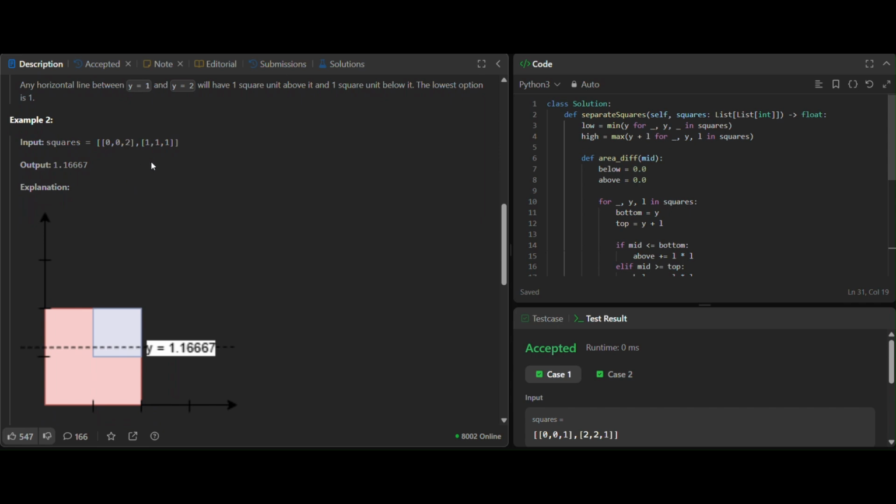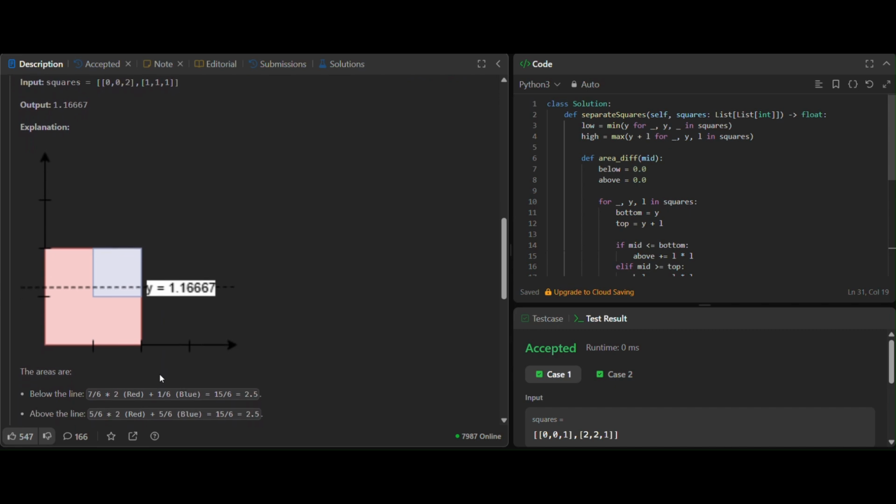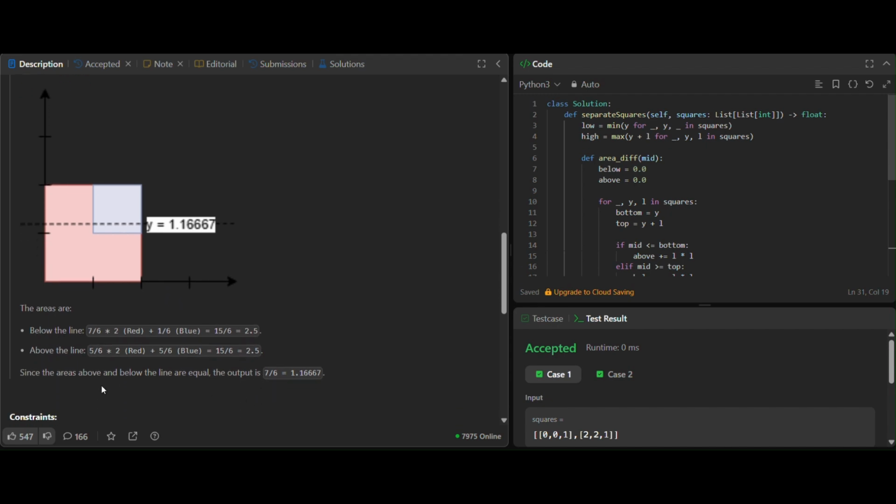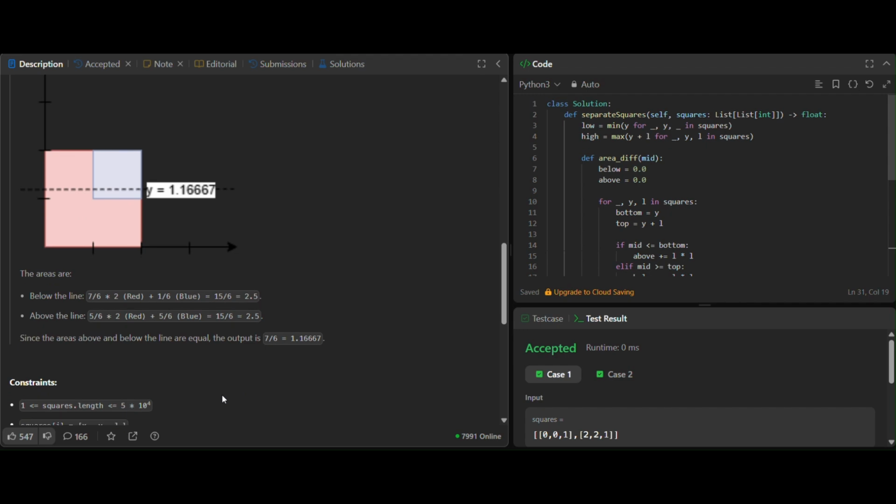Example 2. The input consists of 2 squares, [0, 0] with side length 2, and [1, 1] with side length 1. Here squares partially cross the line. At y equals 7/6, which is approximately 1.16667, each square is split by the line. Part of each square lies above the line, and part lies below it. When we sum all the partial areas, the area above the line is 2.5, and the area below the line is also 2.5. This shows that we are splitting squares, not selecting entire squares.